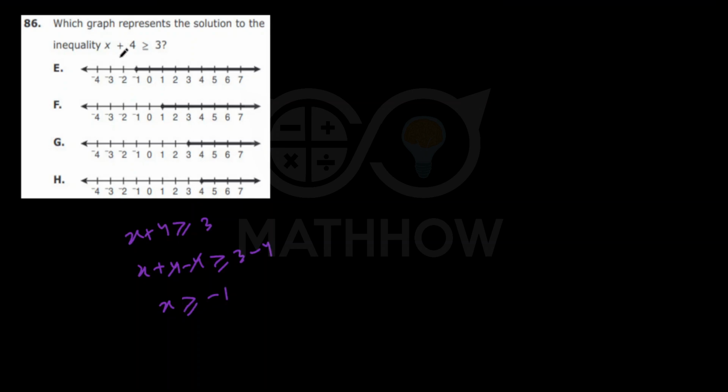So by inspecting these graphs, we can see that this is the value minus 1 included, and all the numbers greater or equal to minus 1 represented by this shaded line on the number line. So this is the solution of this inequality. So correct answer is option E.